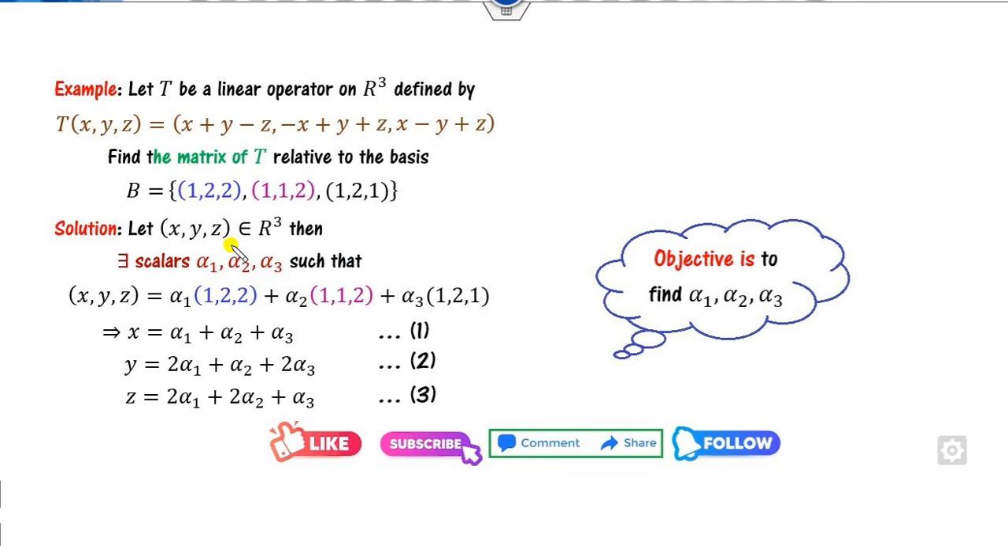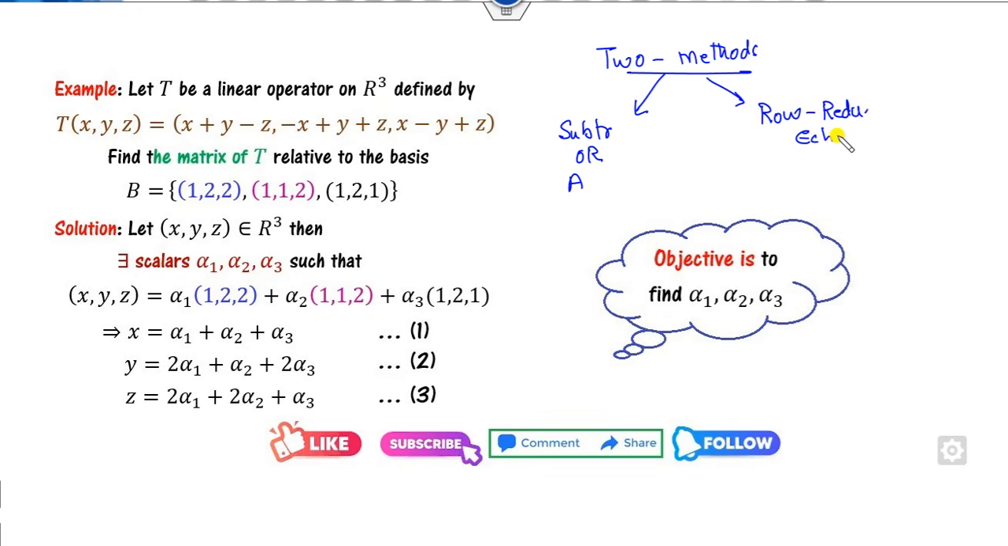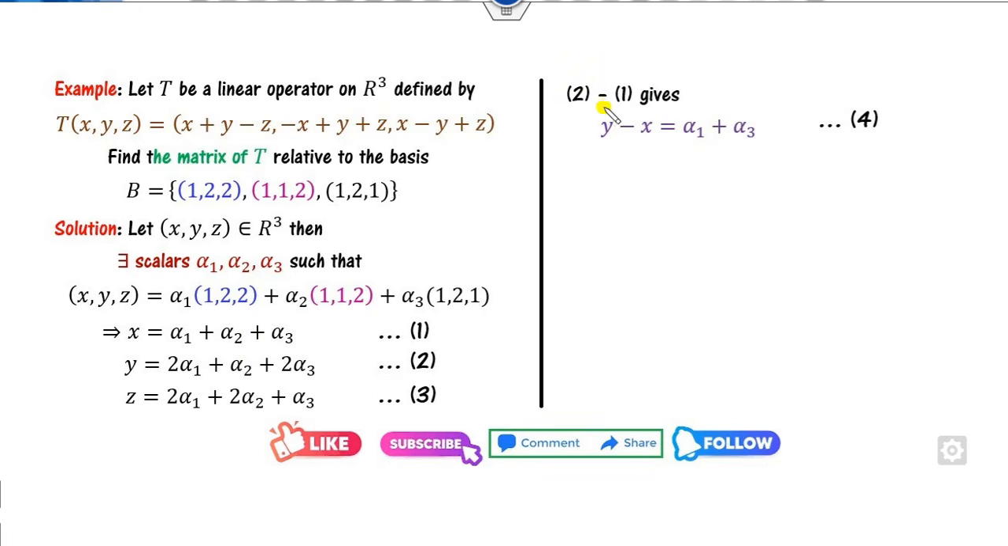Your target is to find the values of alpha 1, alpha 2, alpha 3. Equate the coefficients, you will get this expression. Now how can you find that? There are two methods for solving. The first method is, you can solve by subtracting or by adding, fine. And the second method is, you can convert this system into the row reduced echelon form, fine. So firstly let me explain it. You can see if I subtract these two equations, alpha 2 and alpha 2 will be cancelled out. If I subtract 2 and 2 minus 1, you will get this expression.